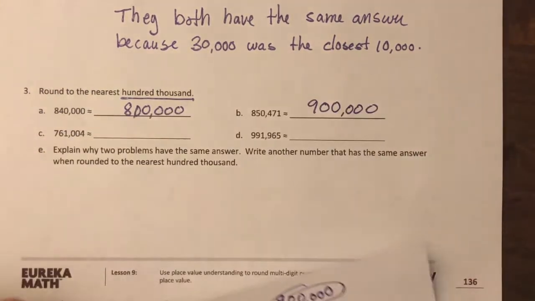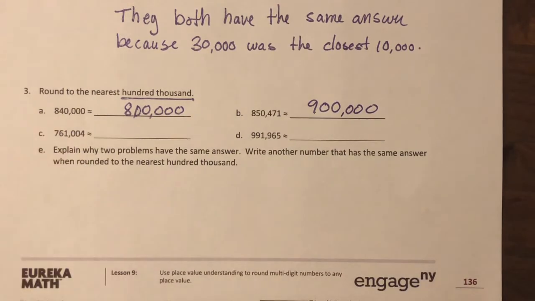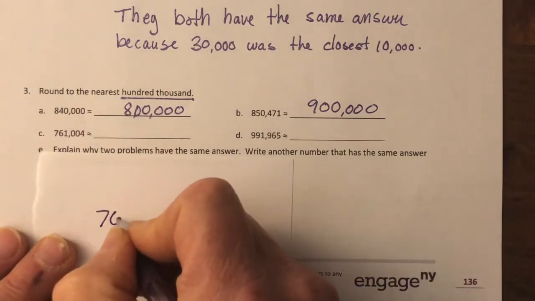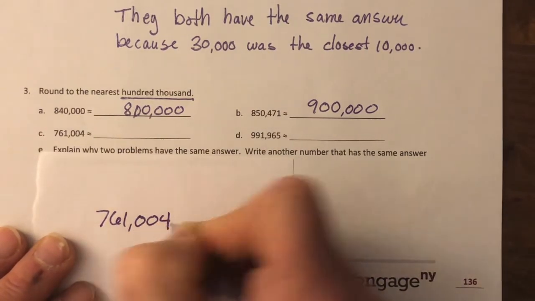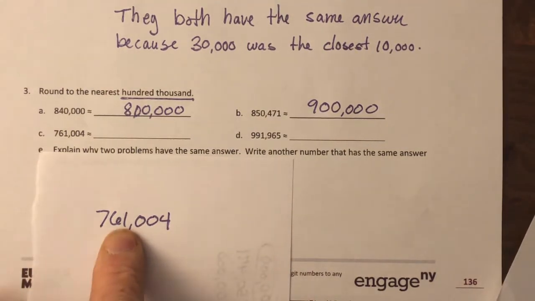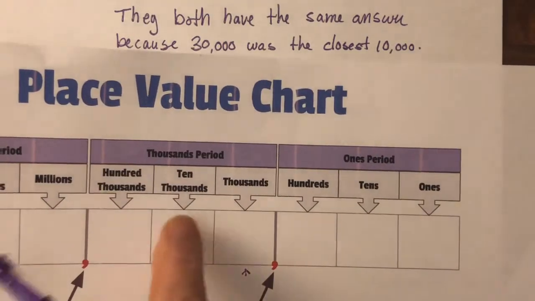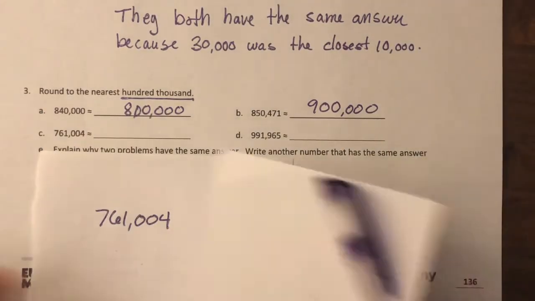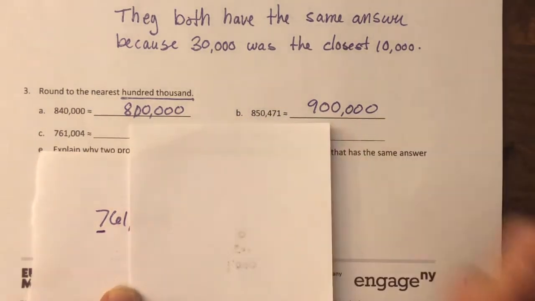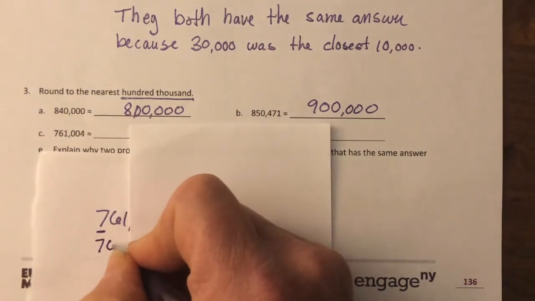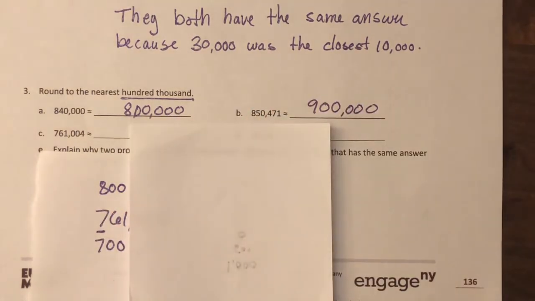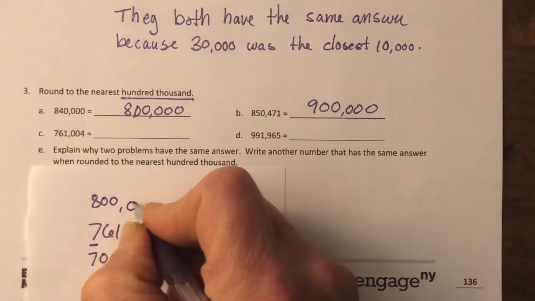Okay. All right, down here I've got 761,004. Okay, so again, I'm gonna just focus in on my thousands period. Remember, the thousands period is right here, okay? We're just gonna focus in on that. So 761, and I'm rounding to the nearest 100,000. So this would stay at 700. 100 up is 800. And remember, it's not just 100, it's 100,000s. So I'm gonna add my zeros in.